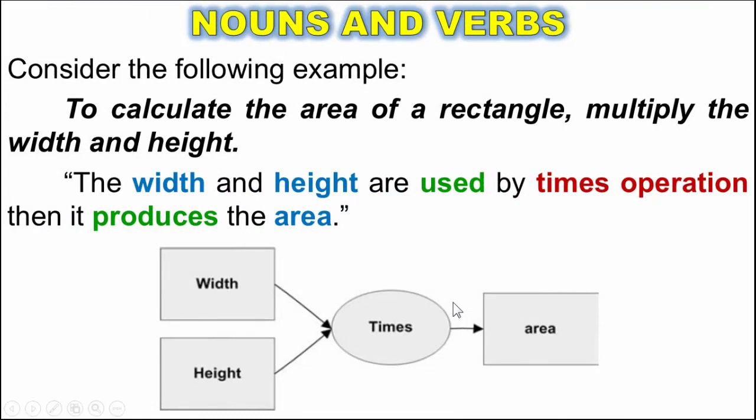A diagram is useful to visualize and understand much better the idea, requirement, and concept of the statement. The symbol rectangle or square indicates the noun, and the symbol oblong, circle, or ellipse indicates the verb. The arrow indicates direction, uses, and produces. To read or interpret the diagram, we say the width and height are used by the times operation, then it produces the area.